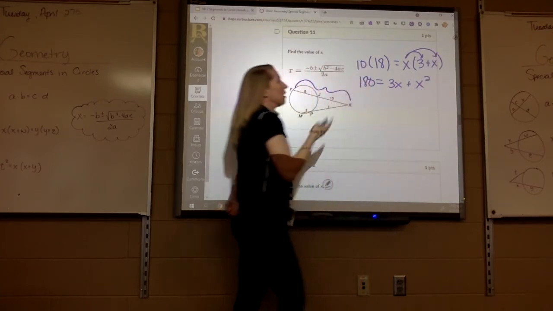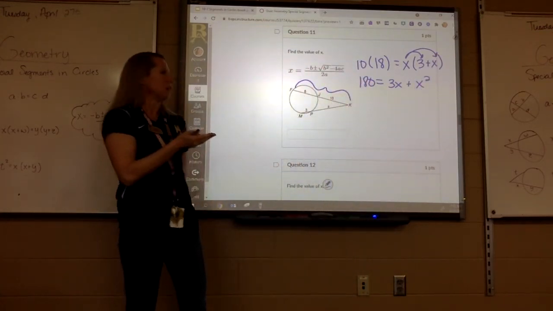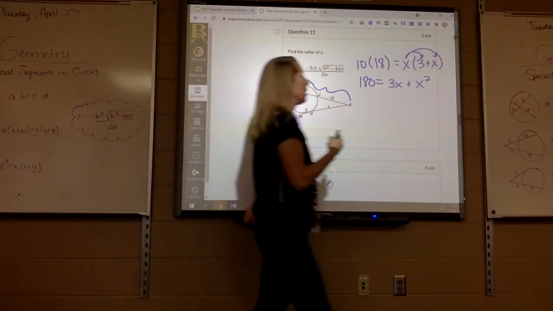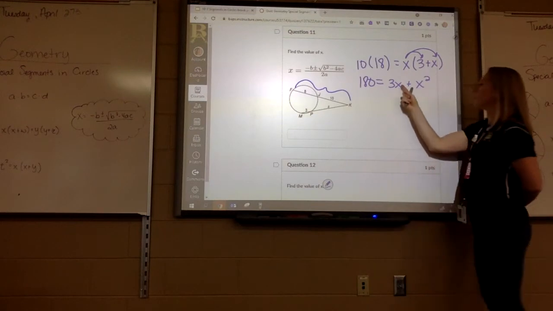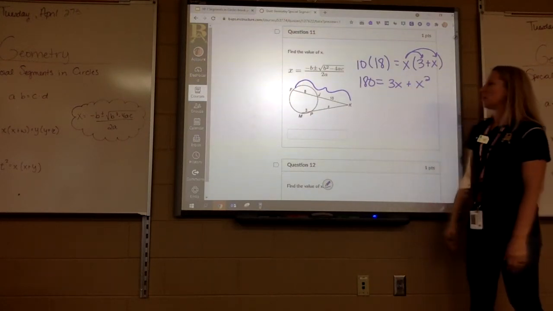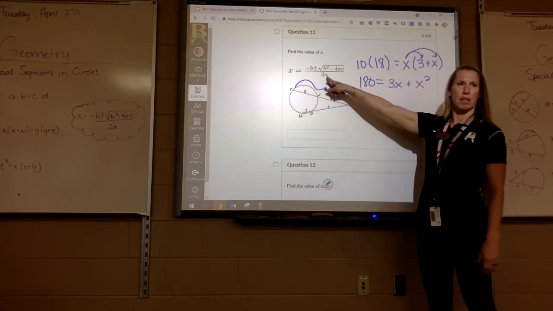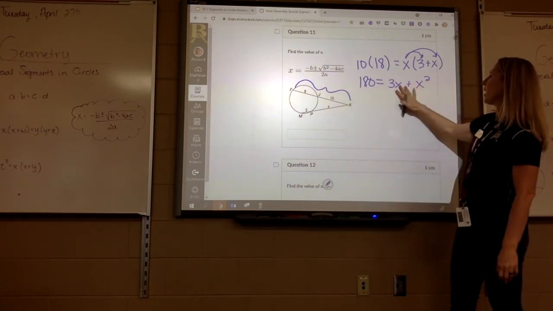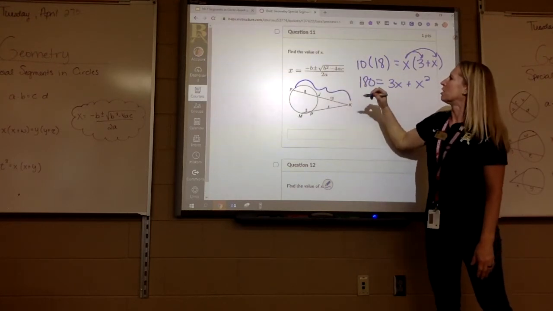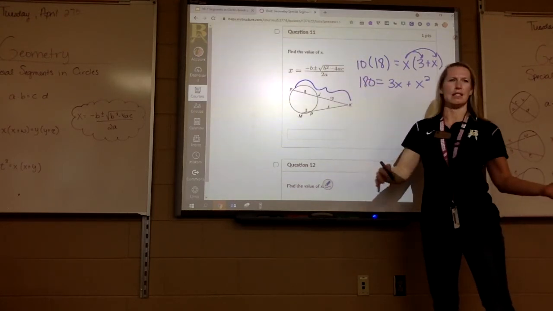Okay. So this is where our problem is. And in Algebra 2, you're going to see this a lot. In algebra, if you have an x and an x squared, we can't solve like we normally do. So we have to use something called the quadratic formula.